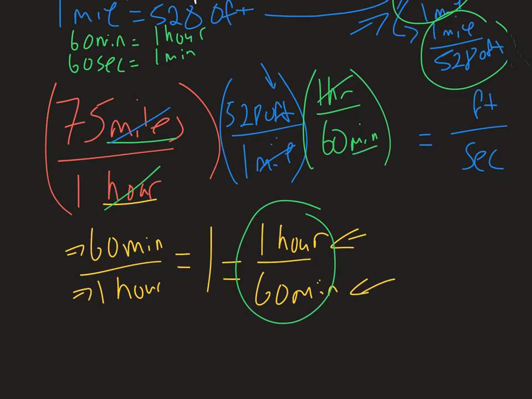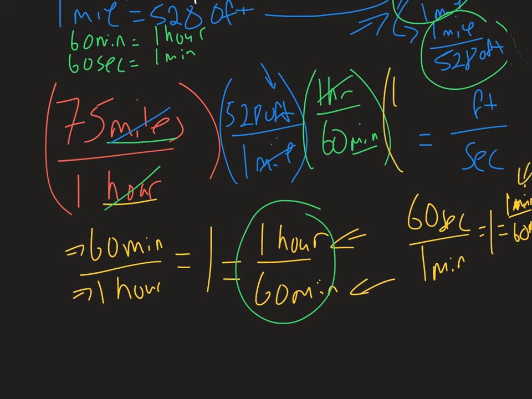And I'm going to do a very similar kind of approach here. We're going to write our ratios again. So 60 seconds is 1 minute, and it's equal to 1. And it's also the same as if I said 1 minute was equivalent to 60 seconds. And again, I want the one with the minutes on the top, so I'm going to use this one on the right. I'm going to multiply 1 minute over 60 seconds.